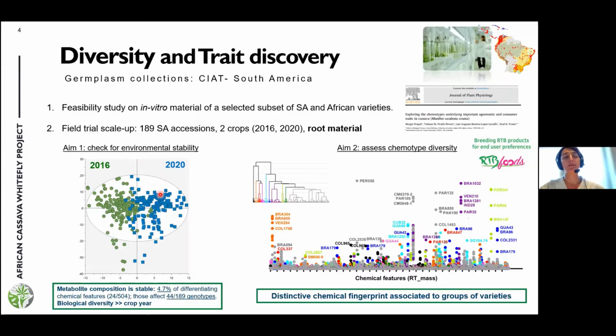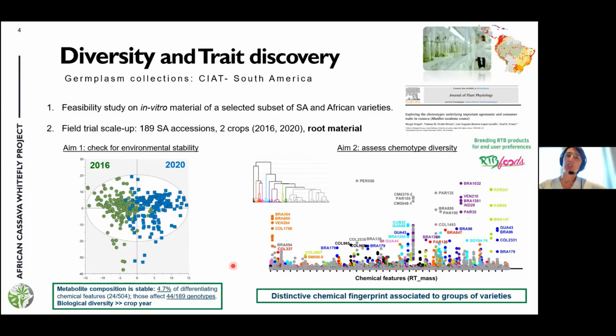We concluded that a very small number of chemical features change over the years. Only 5% of them significantly change, and those changes affect a very small proportion of the genotypes of this collection. Also, the biological diversity was much higher than the variation introduced by the environmental effect.